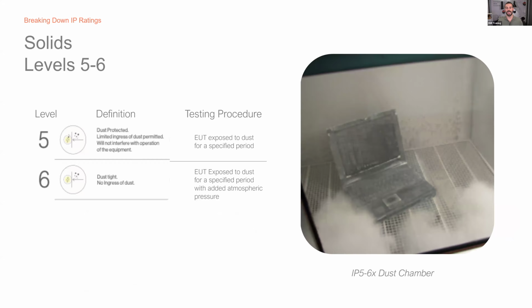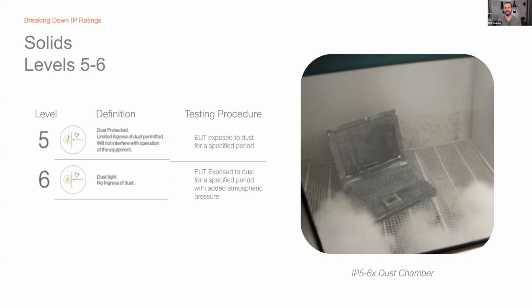Levels 5 through 6 both pertain to dust. So this is where it becomes quite a bit more stringent on the solid side of things. Level number 5 is dust protected. So there's really limited ingress of dust into the enclosure, really to a level that won't interfere with the operation of the equipment. Level number 6 is going to be fully sealed and dust tight. So there's no ingress of dust whatsoever.